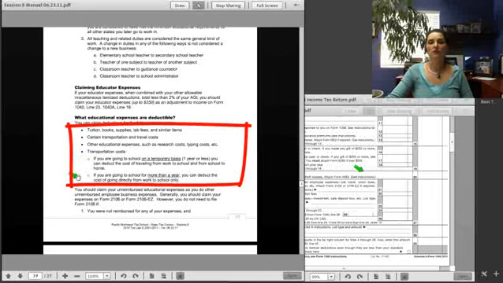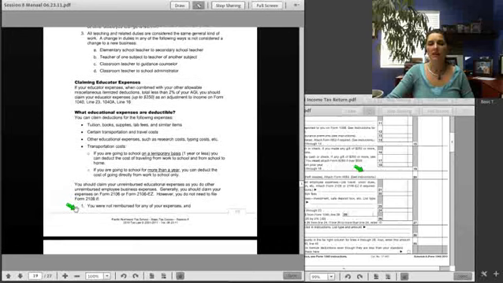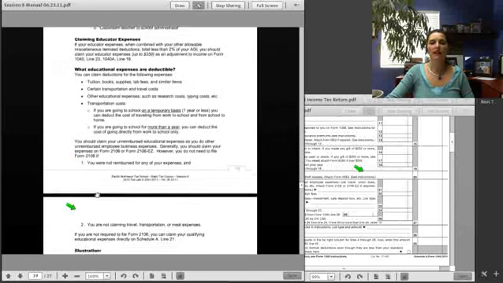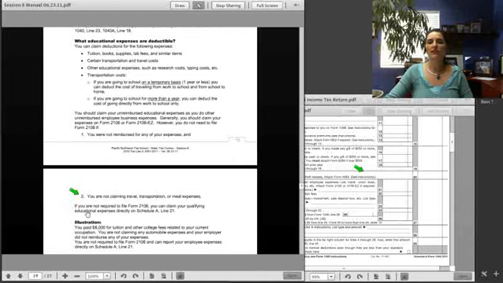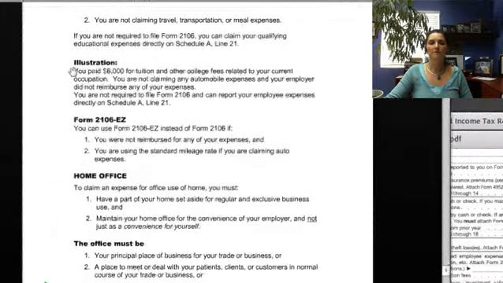You should claim your unreimbursed educational expenses as you do other unreimbursed business expenses. Generally, you should claim your expenses on Form 2106 or 2106EZ. However, you do not need to file Form 2106 if you were not reimbursed for any of your expenses and you are not claiming travel, transportation, or meal expenses. If you are not required to file Form 2106, you can claim your qualifying education expenses directly on Schedule A, line 21. And here is an illustration. You paid $6,000 for tuition and other college fees related to your current occupation.